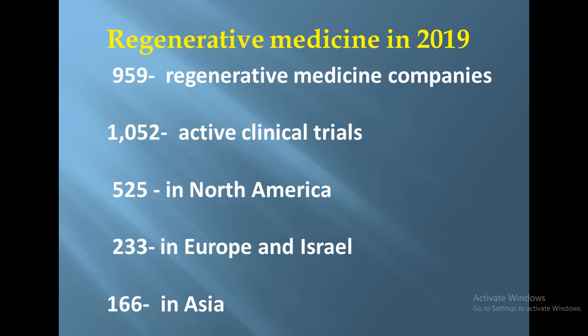233 in Europe and Israel, and 166 in Asia. In aggregate, 7.4 billion has been invested in regenerative medicine companies in 2019, 5.6 billion of which has been dedicated to gene and gene-modified cell therapy, 3.3 billion in cell therapy, and 1.14 billion in tissue engineering.